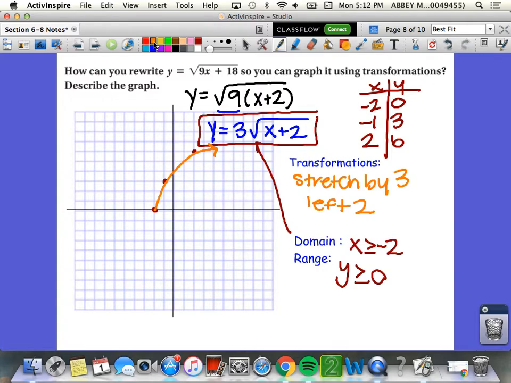So just because there's a number underneath the radical hanging out in front of that x, it's all right because we noticed how we can handle that. We can factor that 9 out, and the square root of 9 was 3.